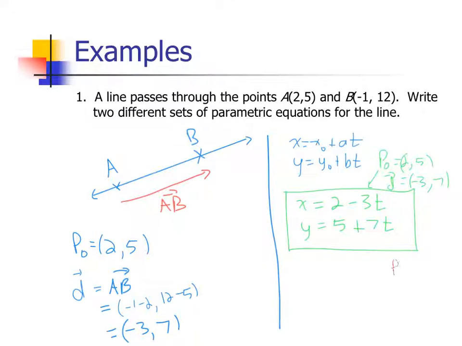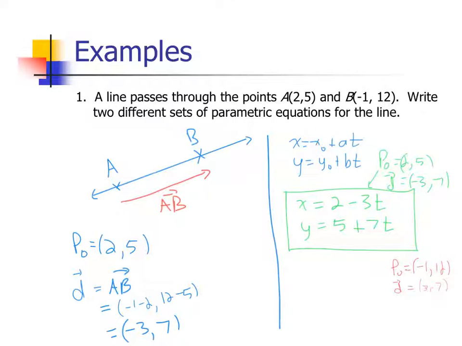let's make P naught that point B instead. So that's (-1, 12). And let's make our direction vector anything we want, but let's make it the negative version of our other direction vector. Let's make it going the other way instead. So we could say (3, -7). Now remember, because that vector is a scalar multiple of the other one, they're collinear. Any two vectors that are scalar multiples are collinear.